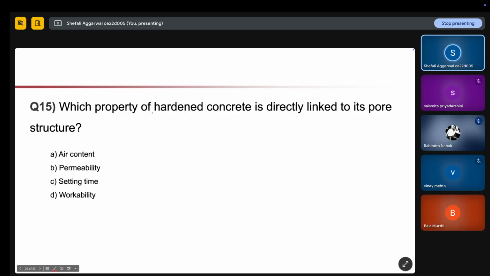Which property of hardened concrete is directly linked to its pore structure? Air content, permeability, setting time, or workability? B, correct. First thing is we are talking about hardened concrete, and the other three are actually not hardened concrete properties. They are mostly fresh concrete properties, and permeability will give us information about the pore structure of our system.